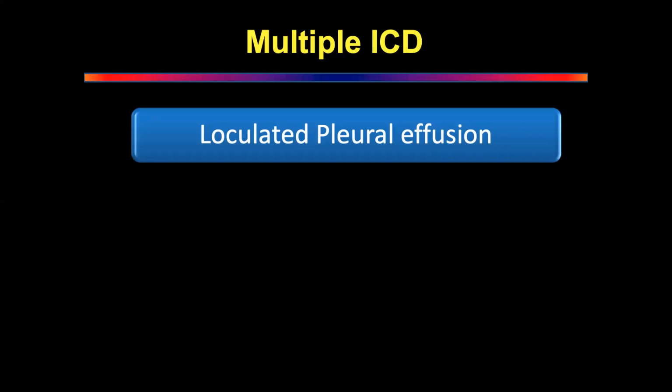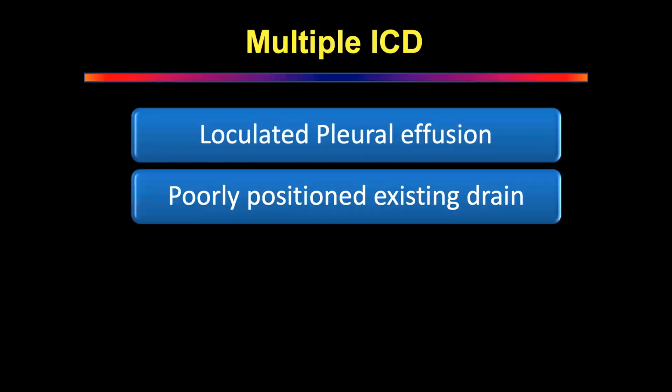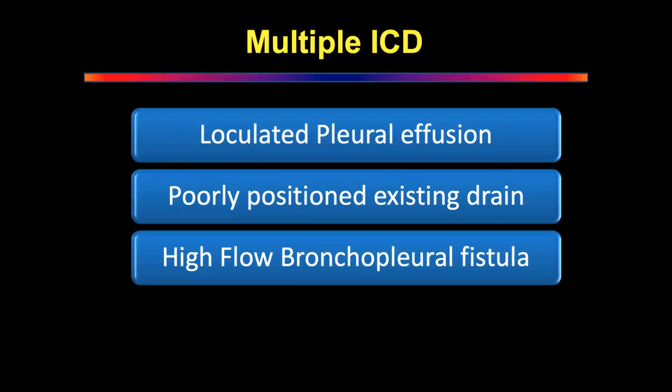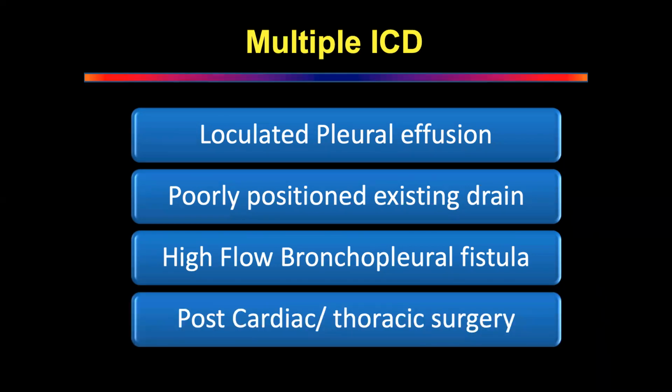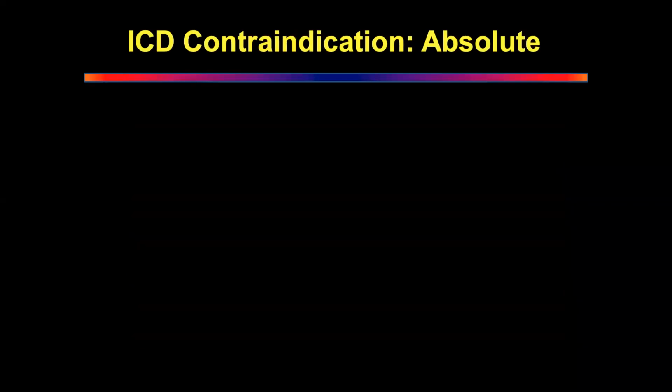Then bilateral pleural effusions, some malignant effusions which are on both sides. Loculated effusions, where you have one at the top, one at the bottom. Previously poorly positioned existing drain. You agree with that, when you have a drain which is not draining very well? In a high flow bronchopleural fistula, and post surgery. Everything that you said is all agreeable. So absolutely happy with that. Well done, Shilpa.